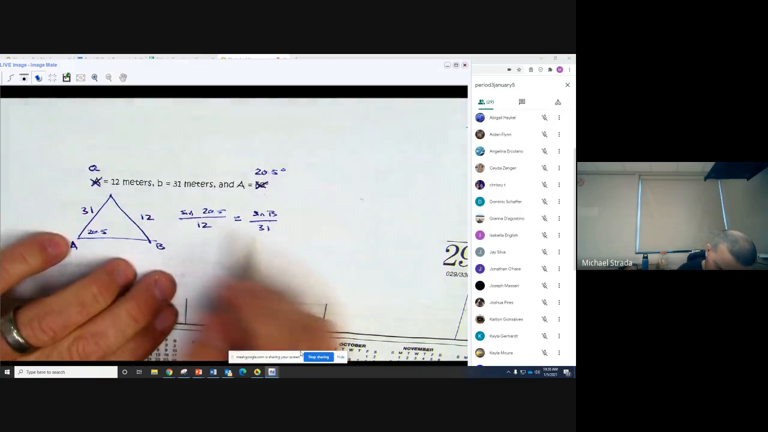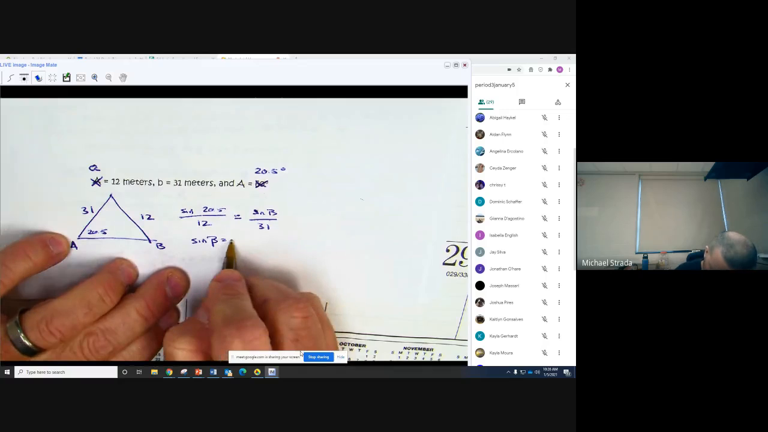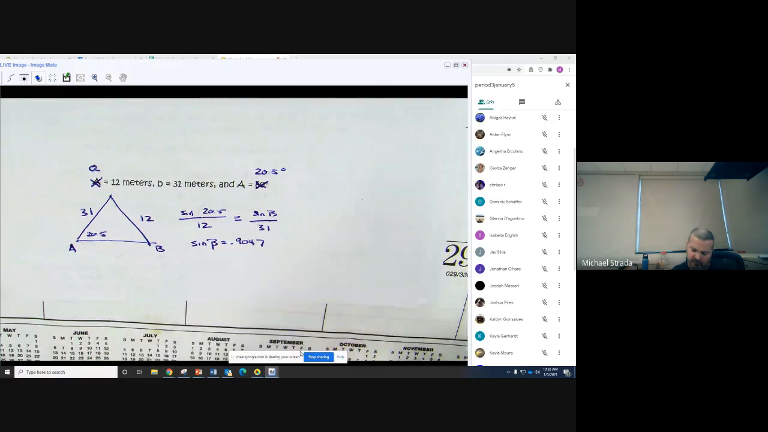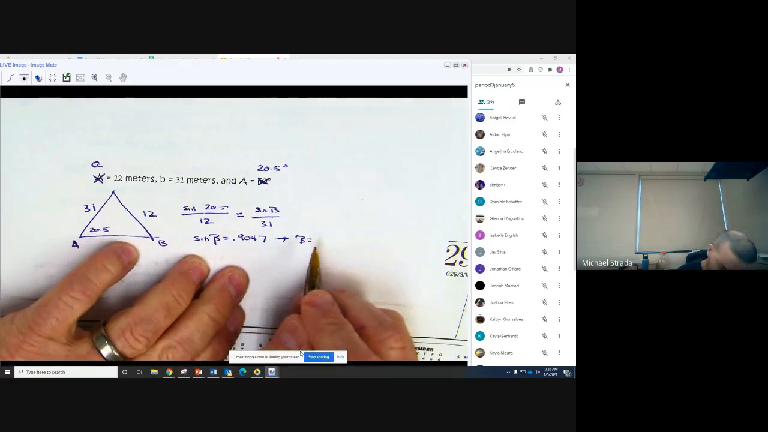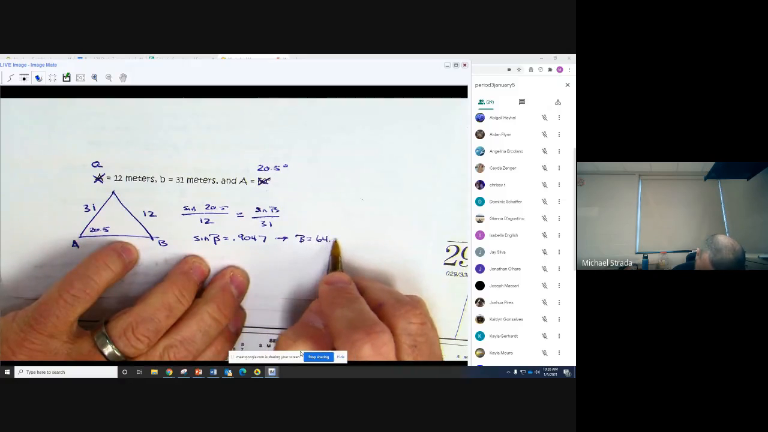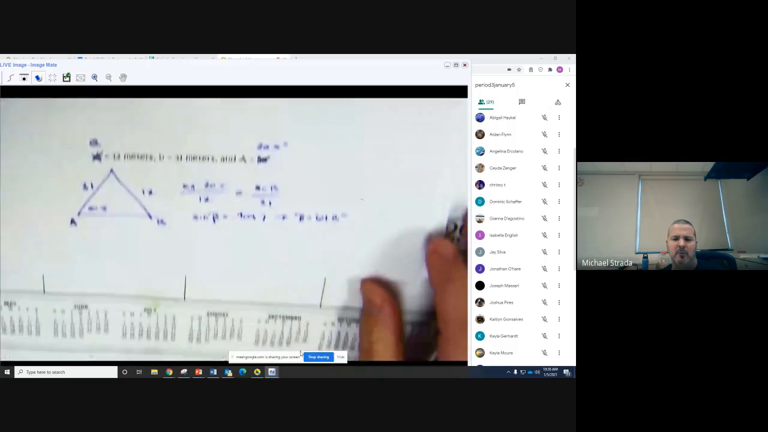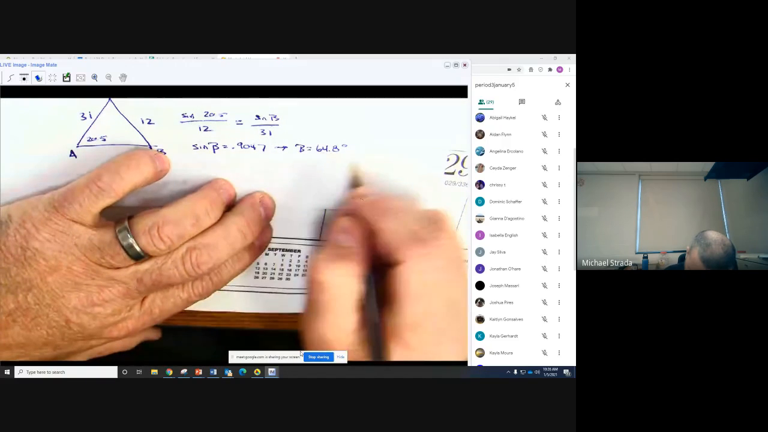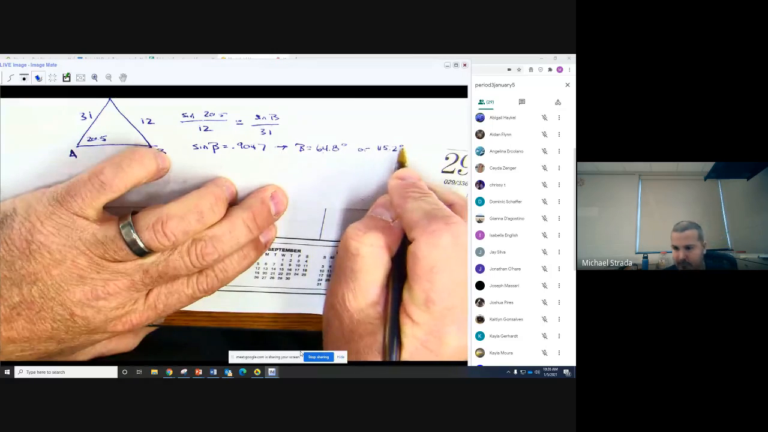When I'm done cross multiplying, I end up with sine of B equal to 0.9047. So that's just 31 sine 20.5 divided by 12. When I do inverse sine, B comes out to be 64.8 degrees. Okay, since the sine was less than 1, we know we have solutions. So we're going to automatically just subtract that from 180. And we get 115.2 degrees.